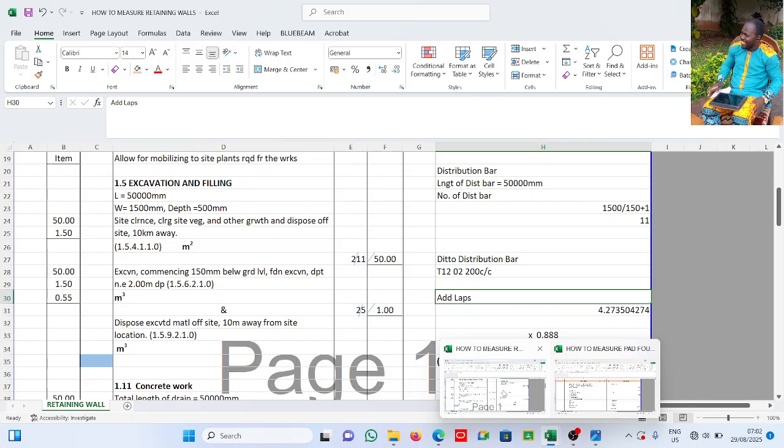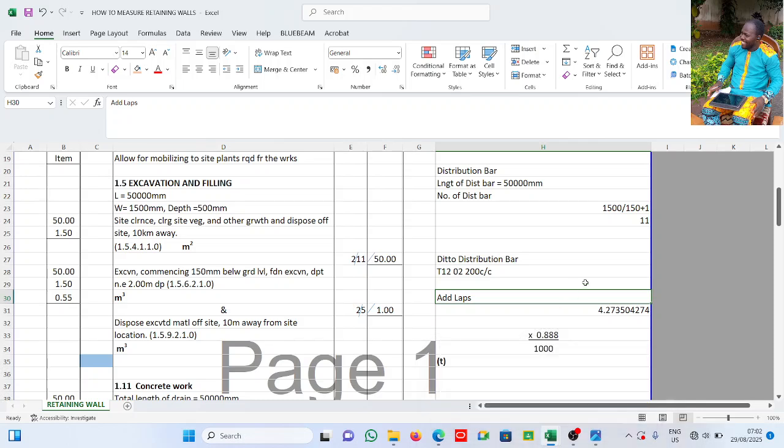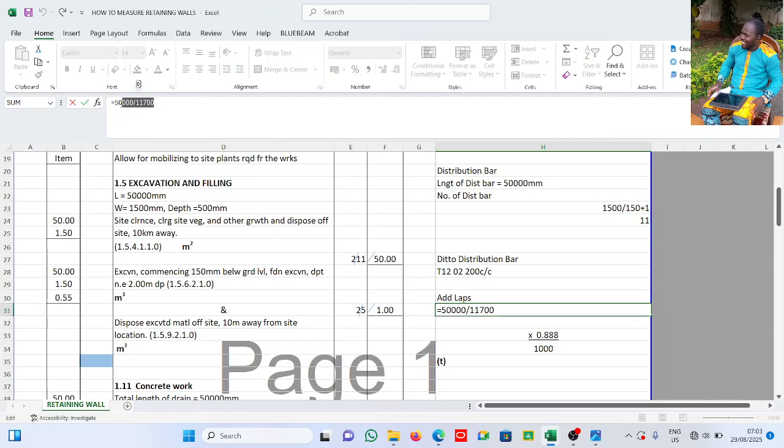Now the length of the retaining wall is 50 meters, and the reinforcement is max 11.7 or 12 meters. So at some point they will need to join these reinforcements. All right, that's what we call laps. So I said they are being joined at 1 meter. How many laps are we going to get? That's 50,000 divided by 11.7. All right, so we're going to get 4.27, which is 5. It has already entered point 5.